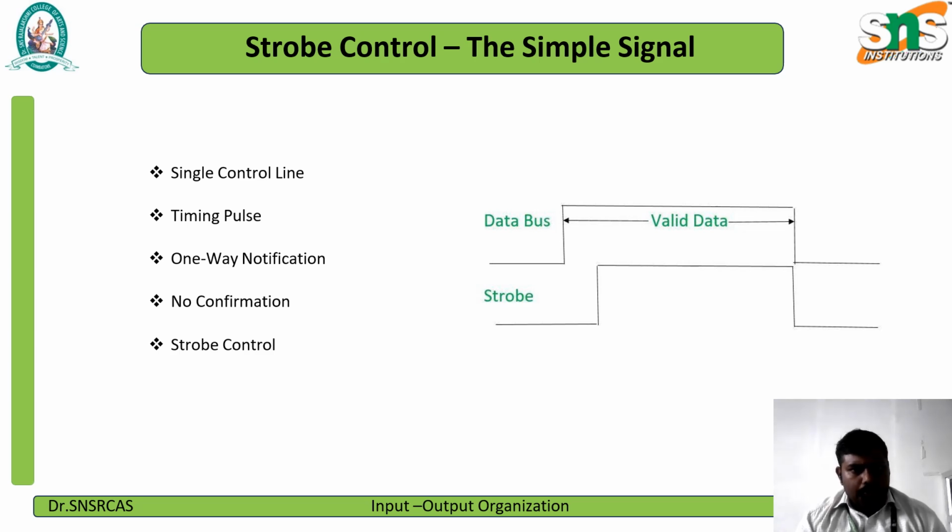Strobe control uses simple signals. There is a time pulse, and strobe control is very easy, and it is used with the data bus. The bus is for transferring the data. Whether the data is valid or invalid, you will find out through the strobe control. This is a one-way notification with no confirmation from the other side.